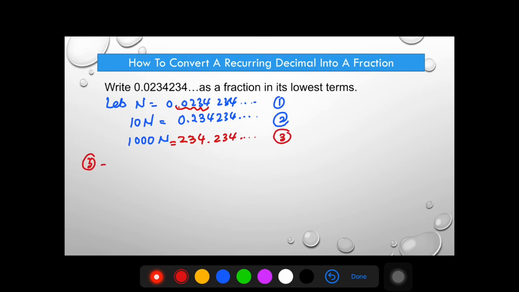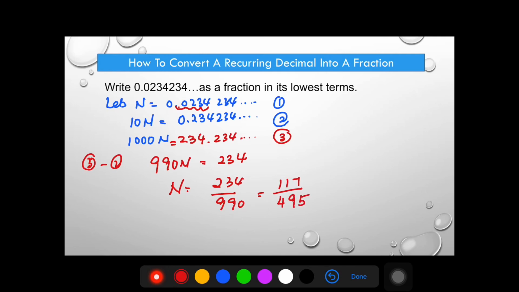Now 3 minus 2. 1000n minus 10n, I have 990n equals 234. And n equals 234 over 990. Make it into simplest form. Please take out your calculator and try. It will become 117 over 495. So this is the simplest form.